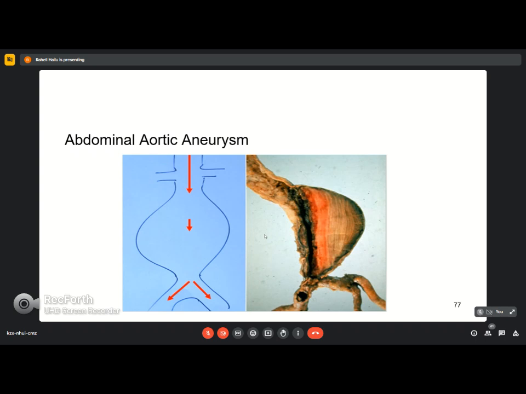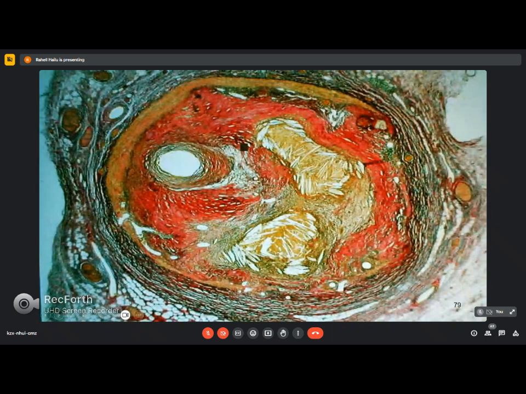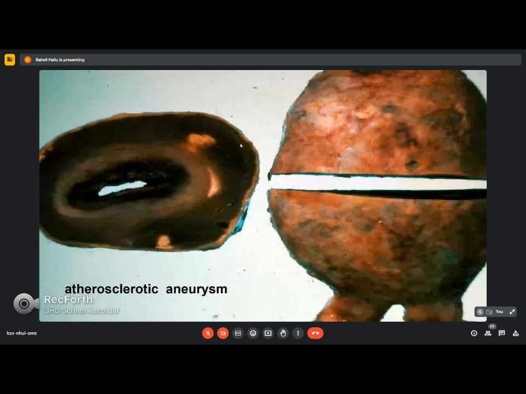area where you would expect atherosclerotic plaques, which are major risk factors for the formation of aneurysms. So atherosclerotic aneurysm, here you see the vessel opened up in space, and then you have the fatty streak areas here, and it leads to aneurysm.